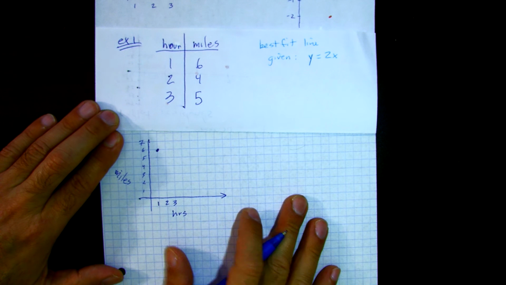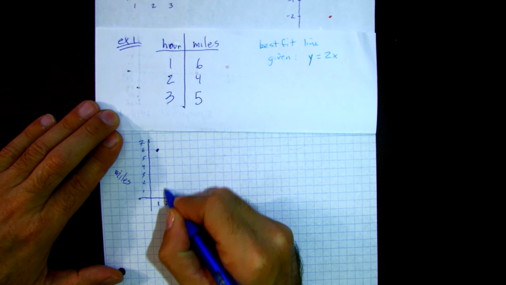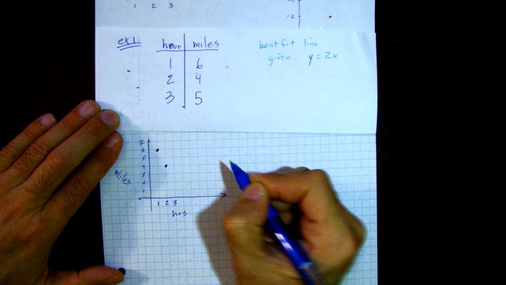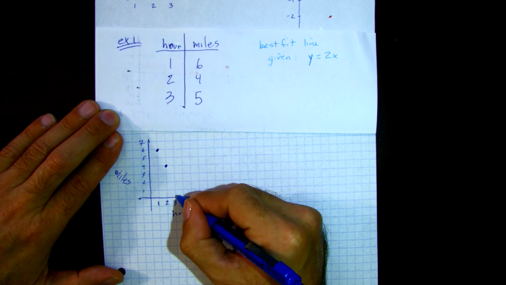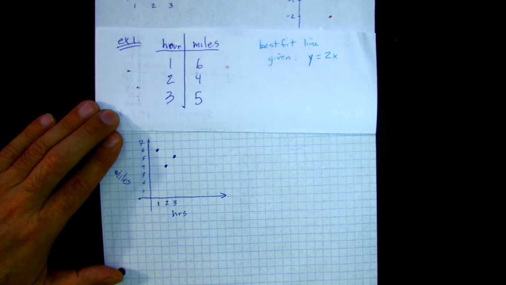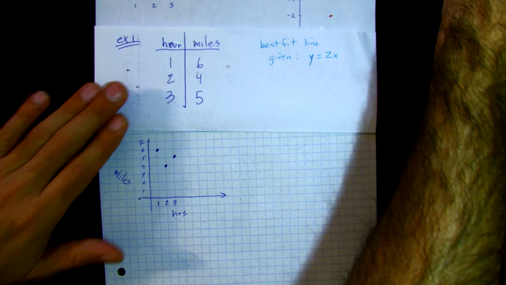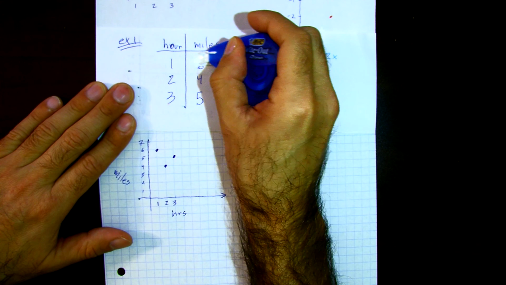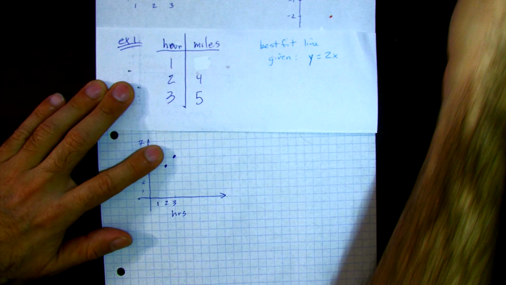For hour 2, I was able to go 4 miles. And at hour 3, I was able to go 5 miles. Okay, so we have a plot here. I'm going to change one thing. Everybody change miles from 6 for 1 here.